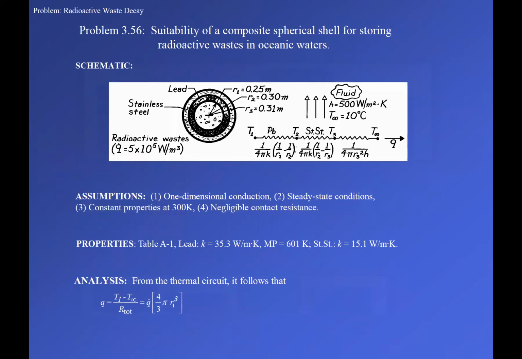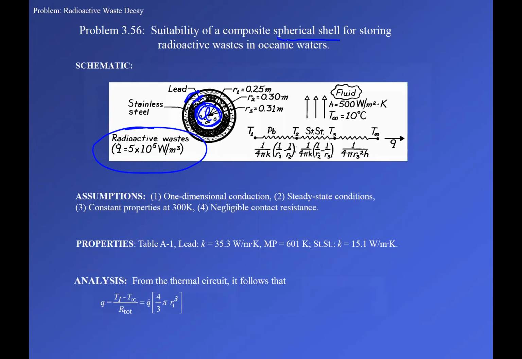Okay. All right, so they didn't give us a schematic, but you see it here kind of drawn. We have radioactive waste inside, right here, right? Then we have a lead. It's spherical, right? It's a spherical shell. We have lead, and then we have a stainless steel layer. Okay, and they give us the radiuses for each, right? And then they also gave us the volumetric heat generation value. Okay.